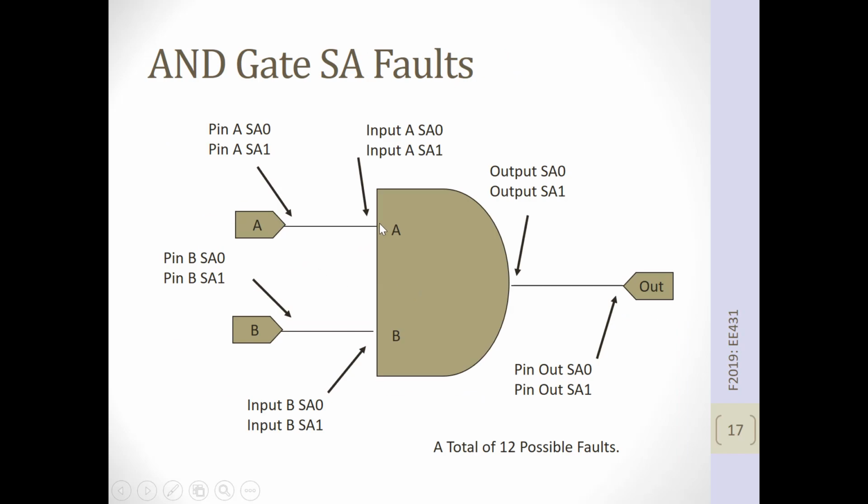Stuck-at faults often happen at boundaries, like where an interconnect connects to a gate, or where a pin from the package connects to a wire, or where the output of a gate connects to a wire, or where a wire connects to a pin. So at pins, at boundaries, like where a wire hits a gate or where a pin hits a wire, that's where you see the most stuck-at faults. And if I put in a stuck-at fault at each one of those weak spots, I end up with a total of 12 possible faults.